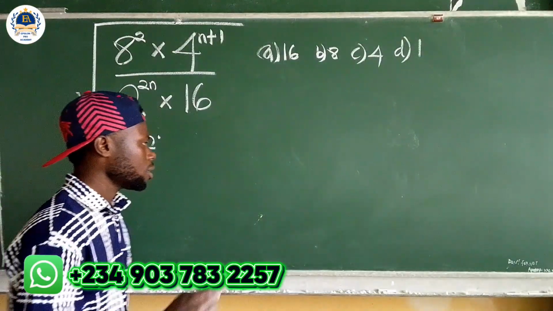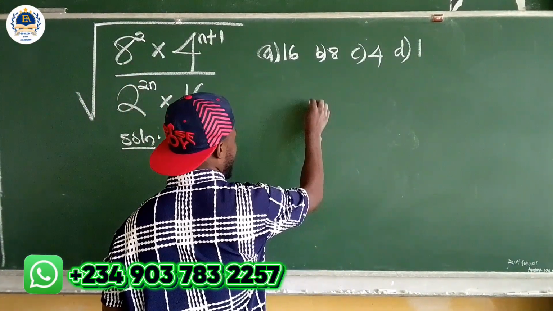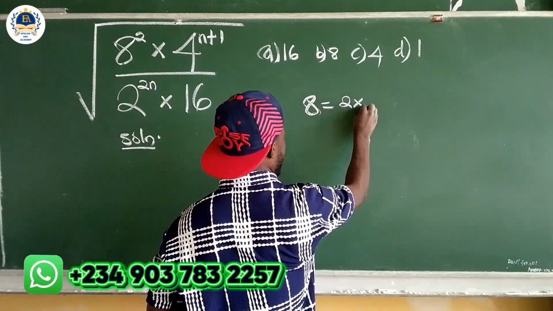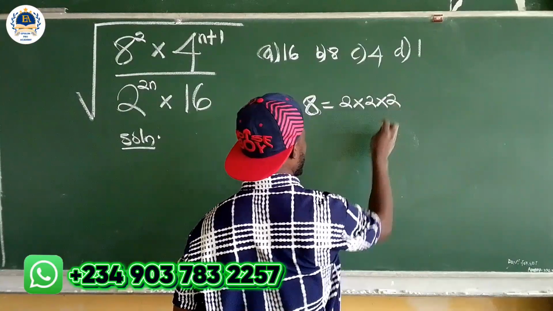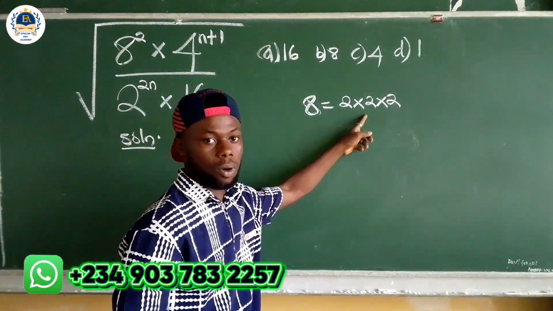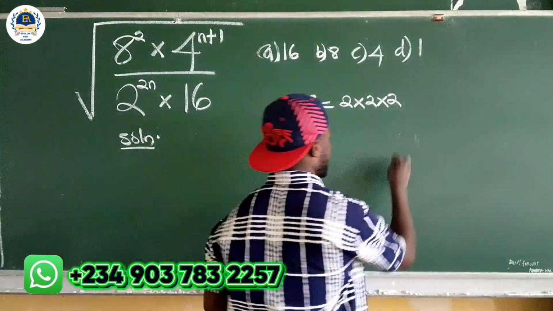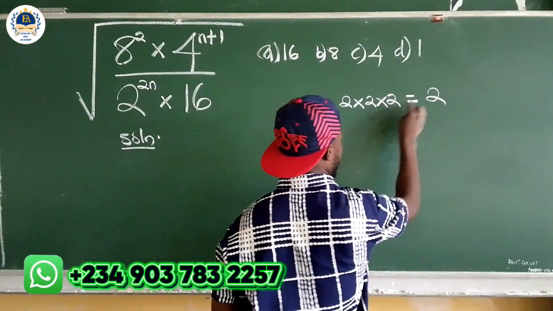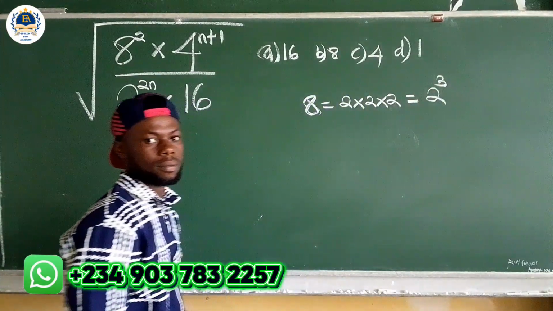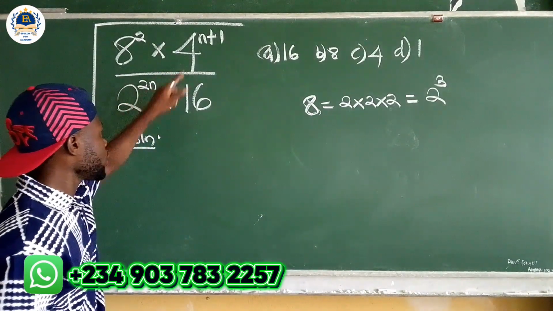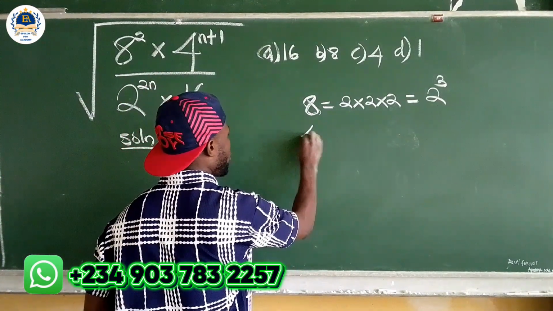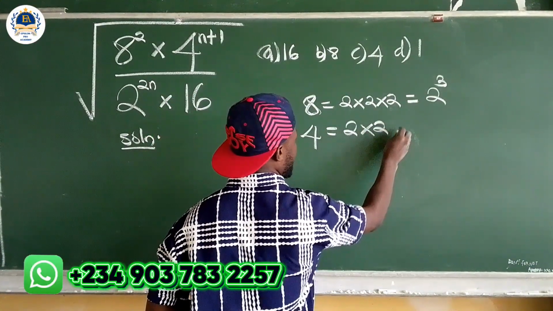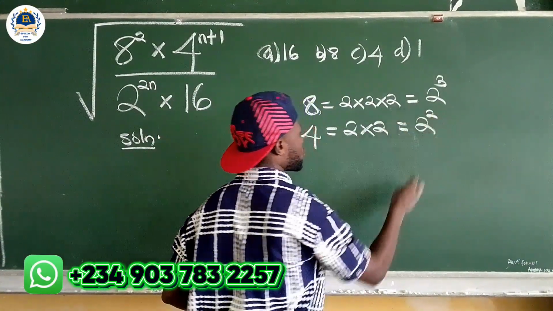Now, to do this, 8 is the same as 2 times 2 times 2. 2 times 2 is 4, and 4 times 2 is 8, which gives 2 raised to the power of 3. Over here, we have 4, and 4 is basically the same as writing 2 times 2, which is 2 raised to the power of 2.